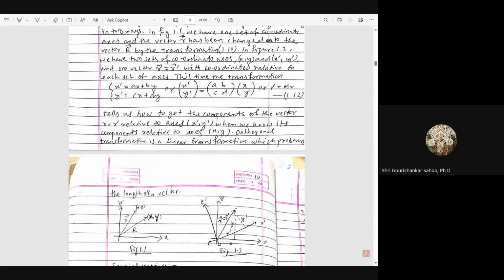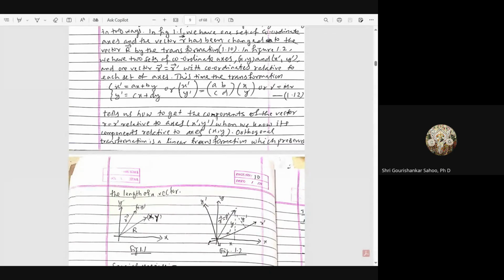So this time the transformation is x dash equal to ax plus by and y dash equal to cx plus dy. You can use normal trigonometric rules, and you can see that x dash is equal to ax plus by and y dash is equal to cx plus dy. So you can write x dash, y dash in matrix form as the matrix ABCD multiplied by xy, or r dash is equal to Mr. So this tells us how to get the components of the vector r dash relative to axes x dash y dash when we know its components relative to axes x comma y.